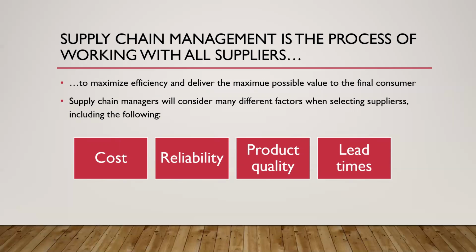Reliability, just as important. You don't want a supplier that's going to let you down, especially if you're operating, say, in a just-in-time process. So you need reliable supplies coming in all the time. Product quality, you don't want to have to be sending products back. You want to be able to set an agreed standard, and that is also linked with reliability. The supplier then is able to provide these.